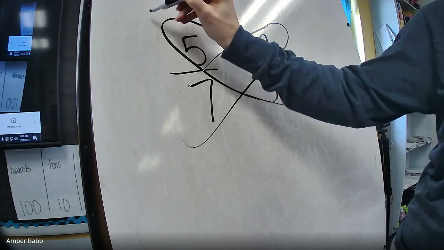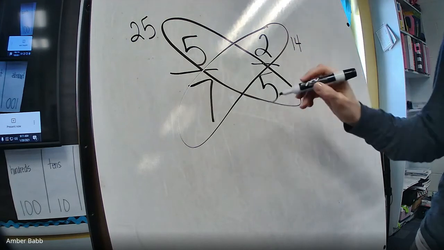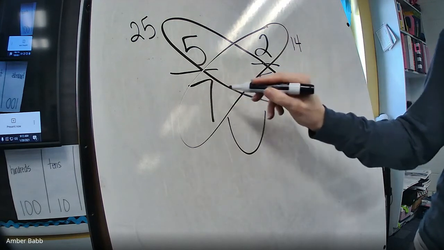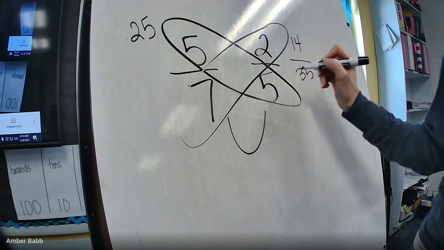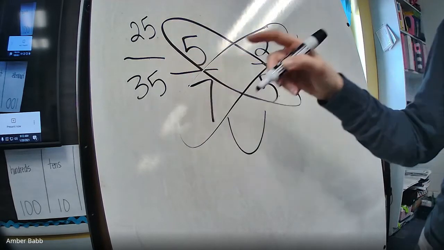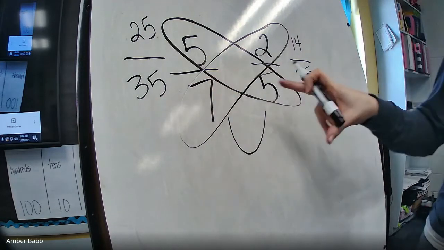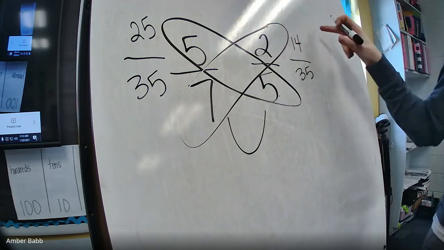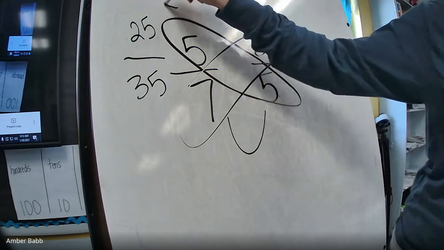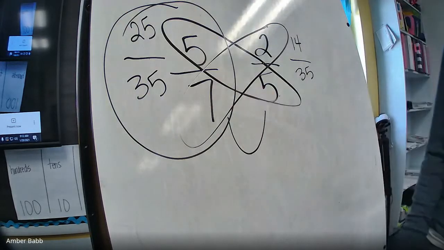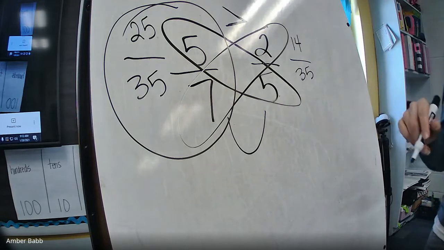So 5 times 5 is 25. And 7 times 2 is 14. We need to give our butterfly a body, and when we do, we multiply the denominators. 7 times 5, 35. That gives us the denominator for both sides. Then we can compare because now we have the same denominators. So I just need to look at my numerator. Which numerator is larger, 14 or 25? 25 is larger. So this is the bigger fraction. So if I were comparing, I would put my little alligator guy eating the bigger number.